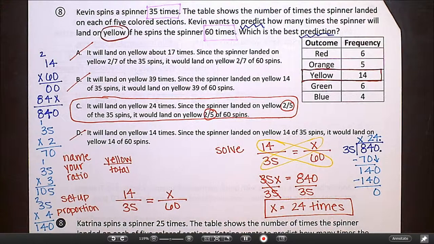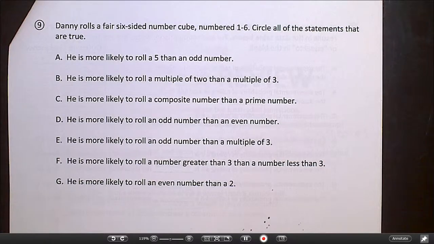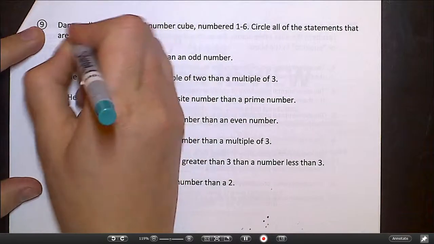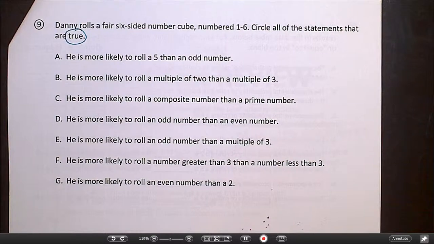So number 8 on your own will be very similar to help you practice this concept. And then you can go on to number 9. Number 9. Danny rolls a fair 6-sided number cube numbered 1 to 6. Circle all of the statements that are true. So, on the last one we wanted not true. On this one we want true. They can't make up their minds, can they? So I'm going to go ahead and circle the word true so that that stands out to me.